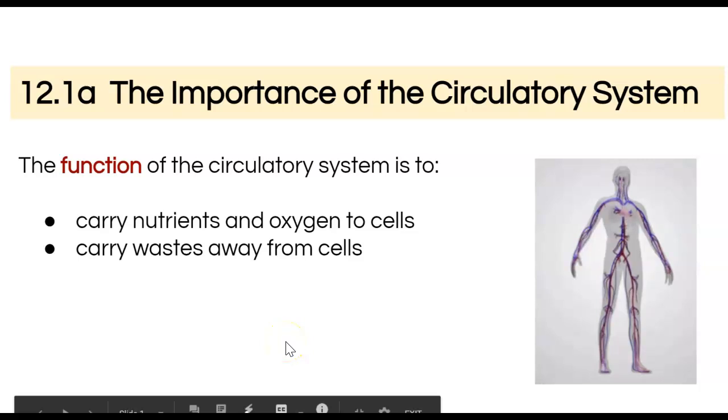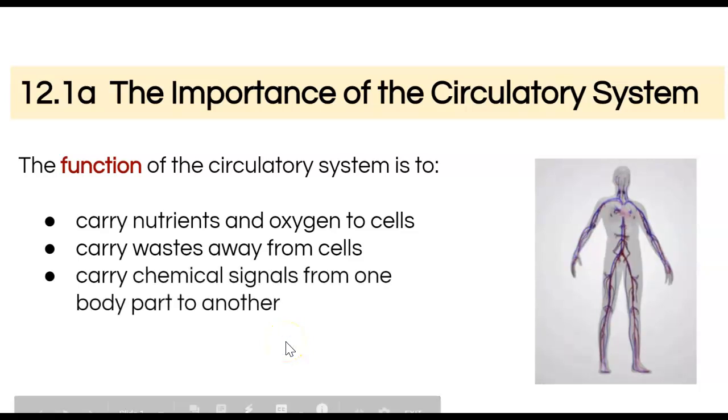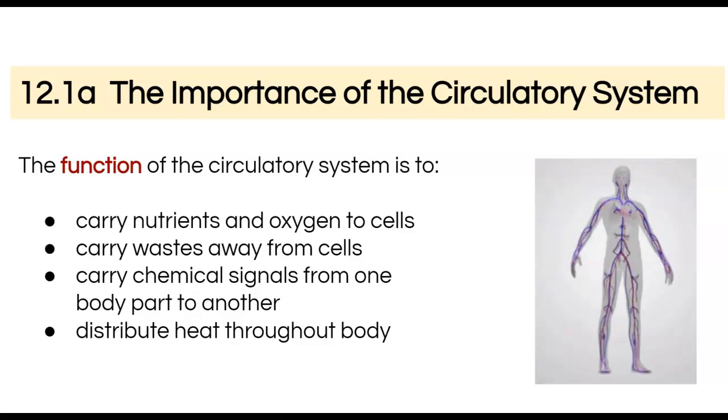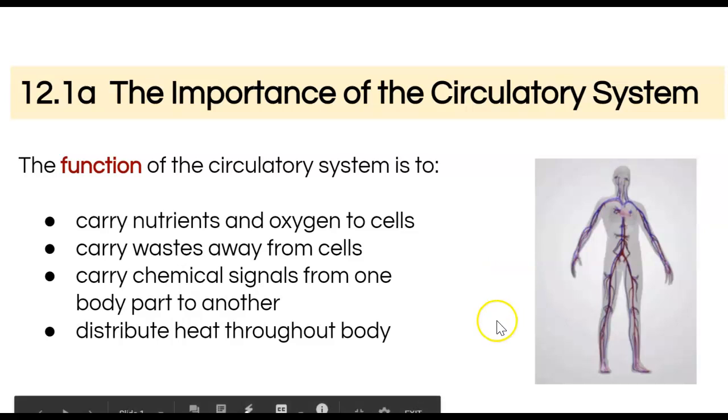Some other important functions of the circulatory system are that they carry chemical signals from one body part to another. So, for instance, hormones would be a good example of that. And also, they distribute heat throughout the body, right? So, in the process of cellular respiration, there's a little bit of heat that's given off, just like in most chemical transformations. Heat is given off as a byproduct. Usually, it's thought of as waste, but in a way, it is useful at keeping our body temperature at a reasonable level. And so, our circulatory system helps to maintain that heat throughout our body.